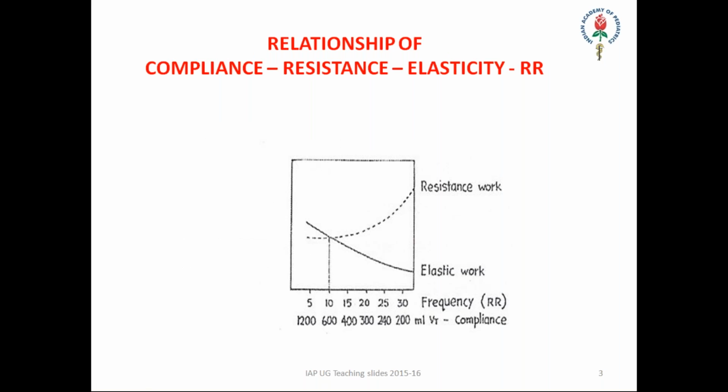So the relationship of compliance, resistance and elasticity to the respiratory rate. If there is a good compliant lung, at the level of like 600, the respiratory rate frequency will be quite low. So there will be good elasticity and low resistance, so the respiratory rate will be low.